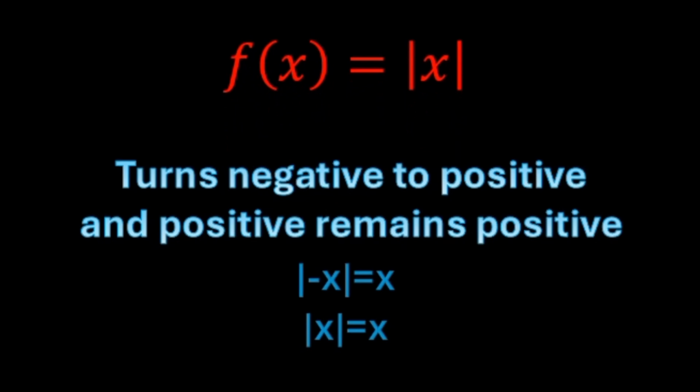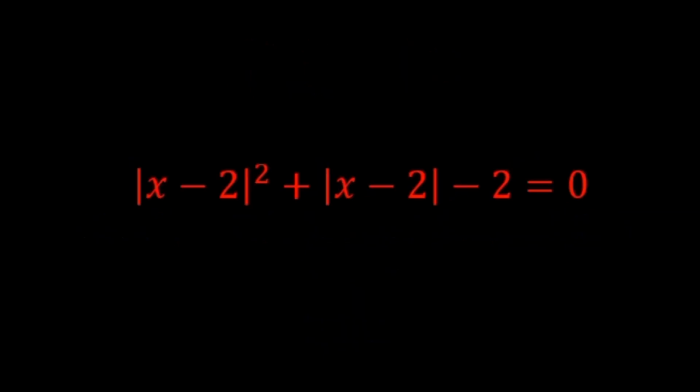Here's a cool question. Modulus x minus 2 whole squared plus modulus x minus 2 is equal to 0. What we have to do is find the values of x.